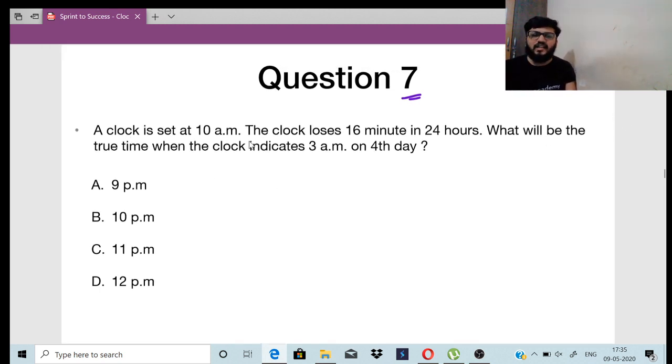A clock is set at 10 a.m. It loses 16 minutes in 24 hours, right? What will be the true time when the clock indicates 3 a.m. on the 4th day?